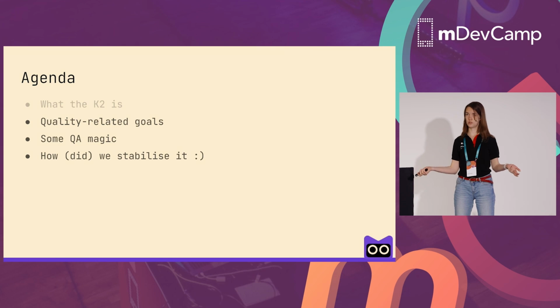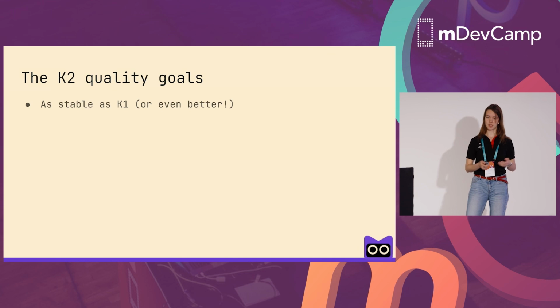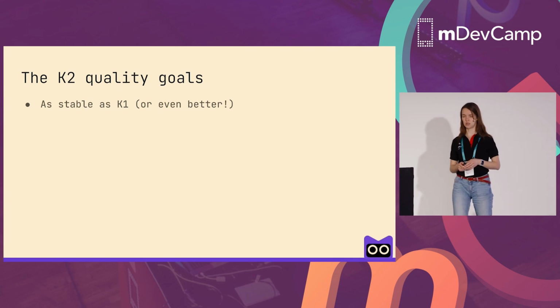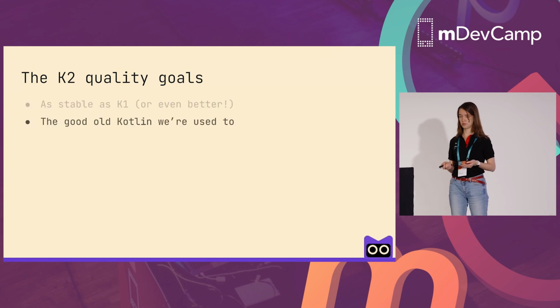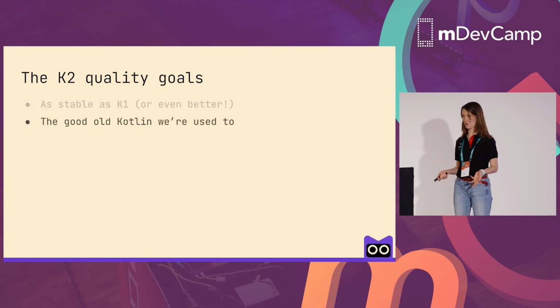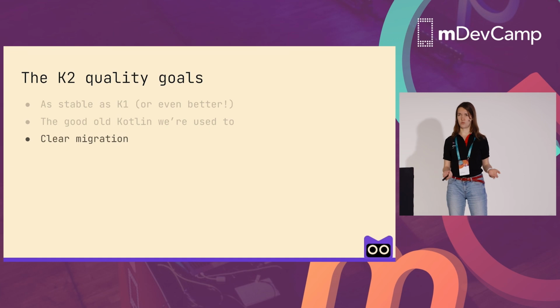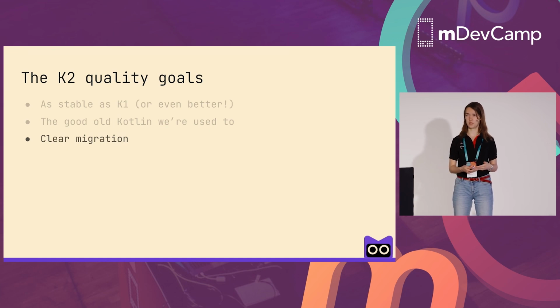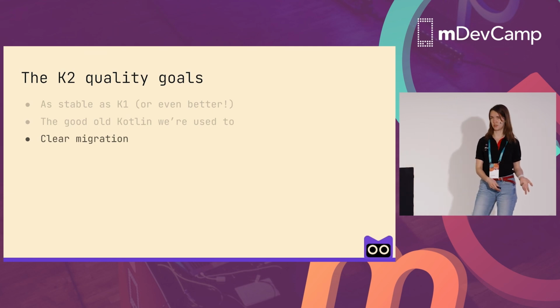So what are the goals regarding the quality of it? As I said, we want the K2 to be as stable as K1, or even better, because we have written new code that should be better in its architecture. And we also want to have a clear migration, because even with every major version of Kotlin, when we are fixing some bugs, we are introducing some changes, so the projects have to be migrated.